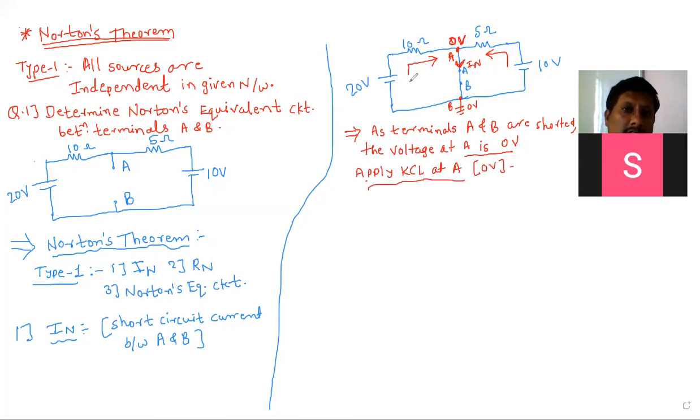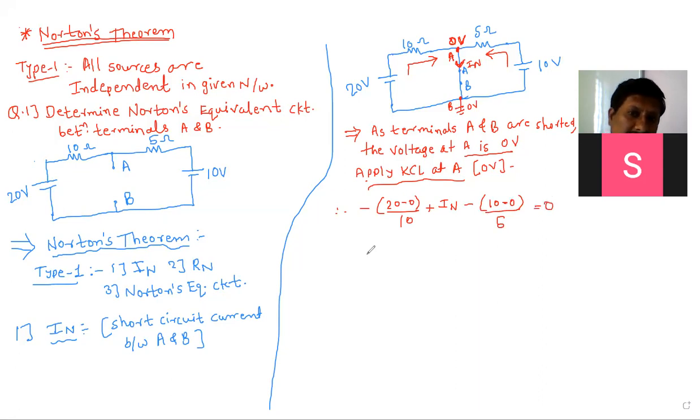Apply KCL. As 20 volt is greater than 0, the current will flow like this. You can mark it. So incoming current is there, but it is negative: minus 20 minus 0 divided by 10. Next, plus IN because IN is outgoing. Next, minus 10 minus 0 divided by 5.